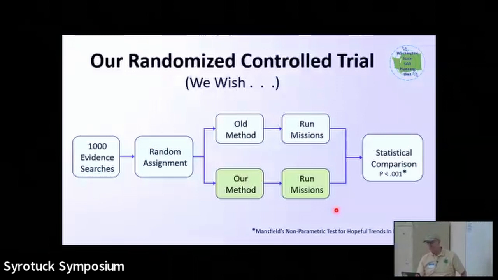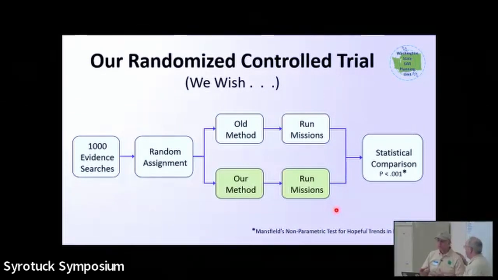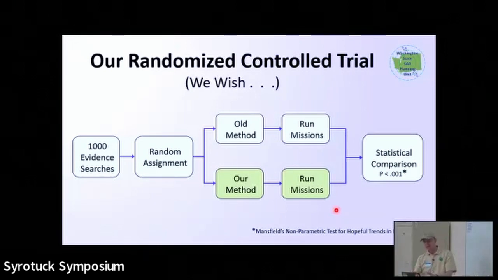So, all right. But first, I'm pleased to announce the results of a randomized controlled trial that we just did, where we took 1,000 evidence. Oh, wait, we didn't actually do this. We didn't actually take 1,000 evidence searches and randomly assign them to old methods and new methods, and then run the Mansfield's non-parametric test for hopeful trends in random data. So we can't provide the results of that comparison to you. All right, maybe perhaps in a future Syrotuck meeting.